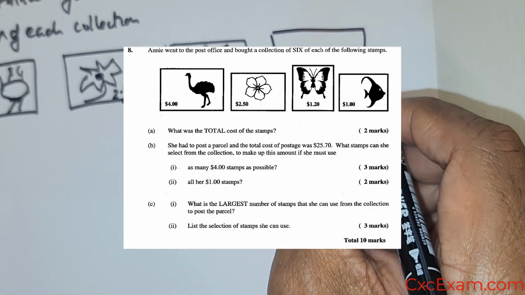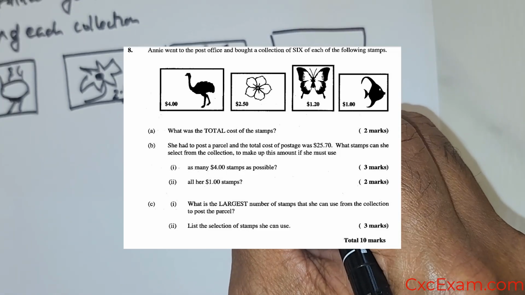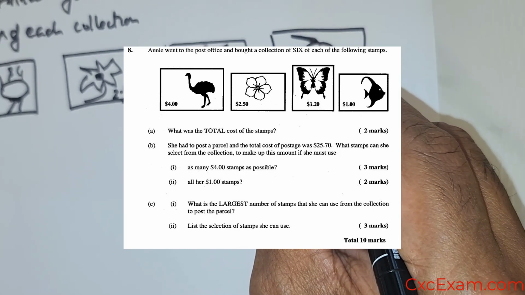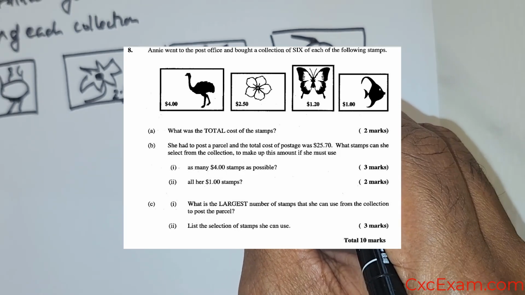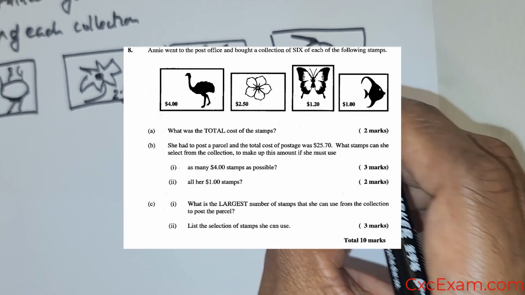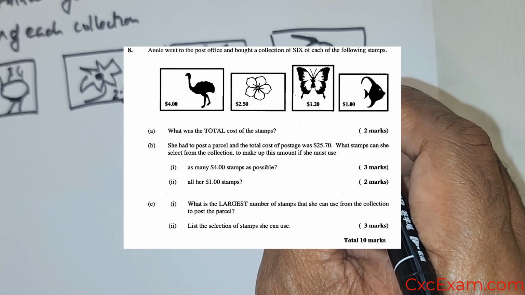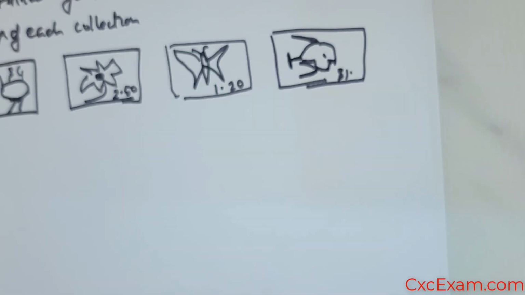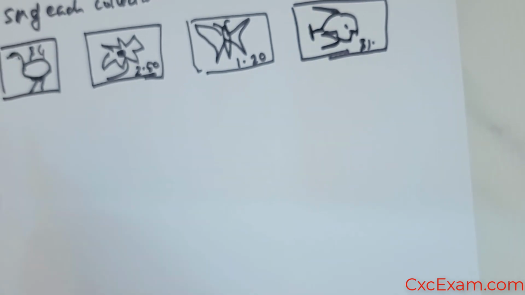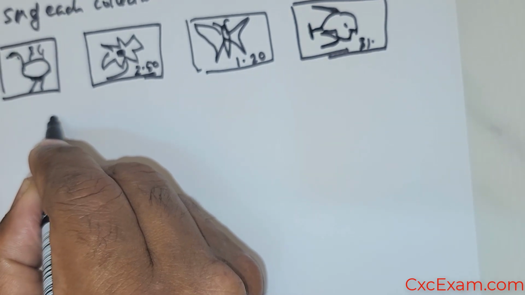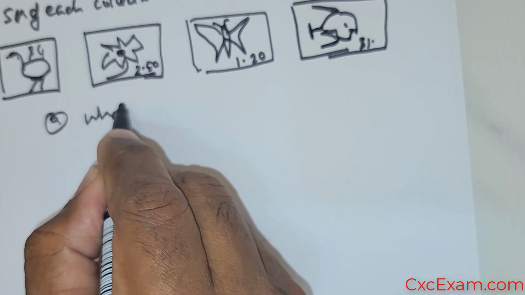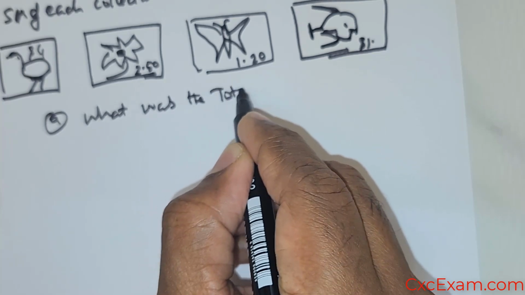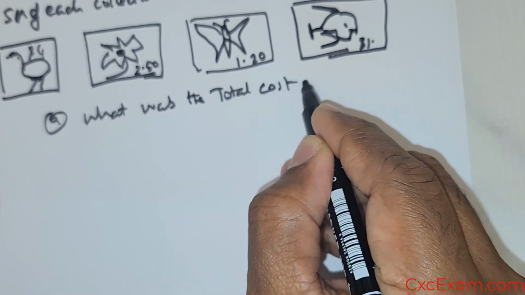And then you got another stamp. This is the fish. Is a fish. And this is $1. Now, first question, they are asking us what was the total cost of the stamps.